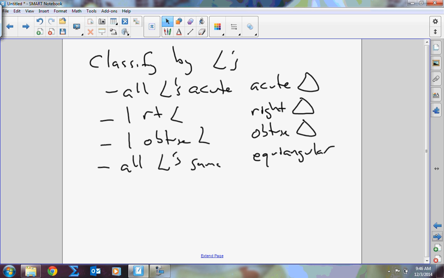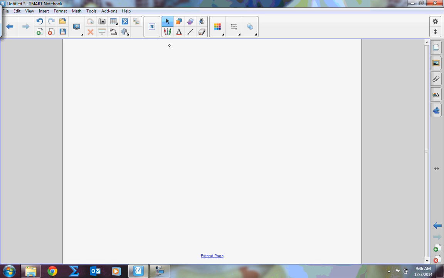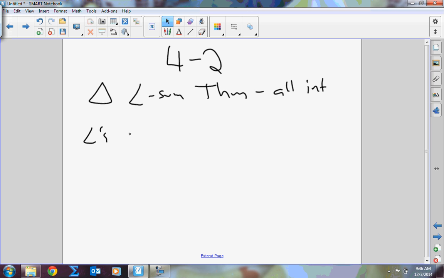Alright, moving on. In 4.2, that's where we formally introduced our good friend, the triangle. Let's write it out. The triangle angle sum theorem. And remember, that's where we said that all triangles' interior angles sum up to 180. This was also a theorem that we proved in class.